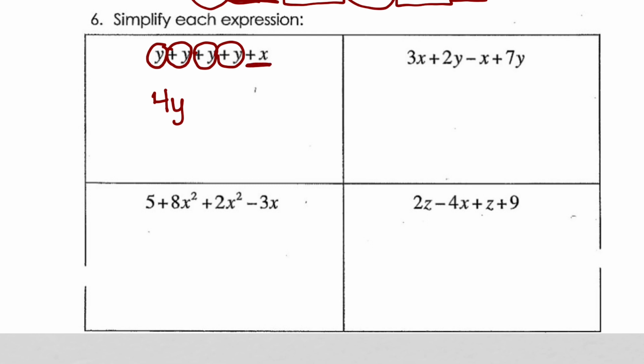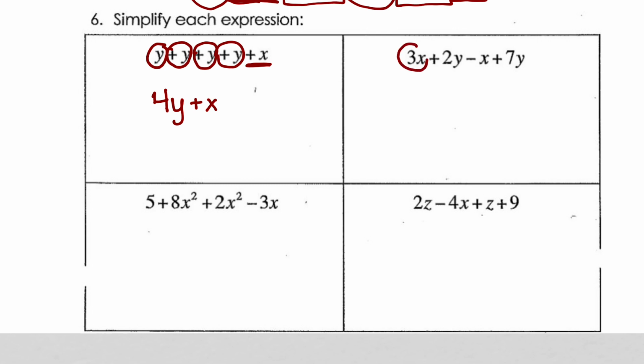Now this plus x down here, I can't ignore it. It doesn't go away. In order to keep this an equivalent statement, it has to be included, but it cannot be combined with the 4y because it is not a like term. It does not have the same variable. Make sense? All right, let's move on to the next one.